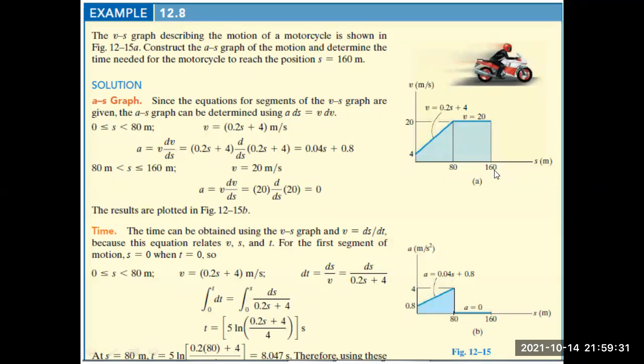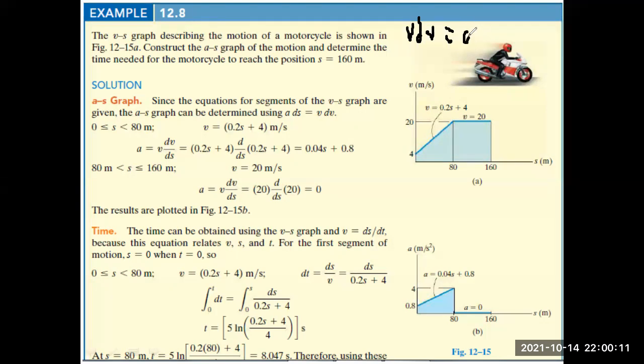So determine the time. How much time does the motorcycle need to reach this distance? So we have velocity versus S. It's not V versus T, it's V versus position. So velocity is a function of position. If you still remember, we have this relationship: V dV is equal to what? A dS, right? So this is the relation.